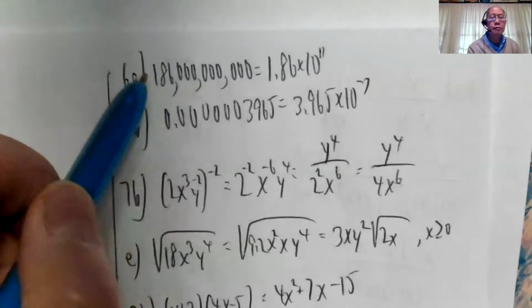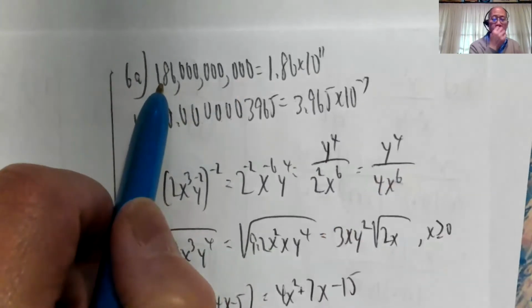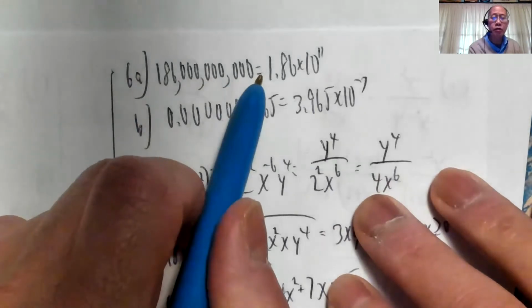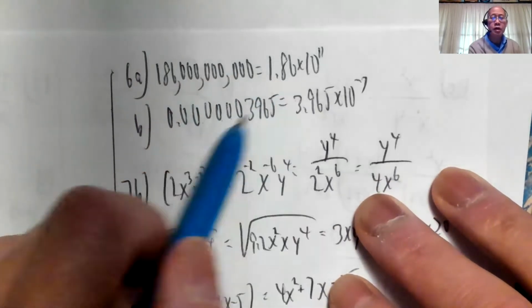Scientific notation, you want a number between 1 and 10 times 10 to a power. So a number between 1 and 10 would be 1.86. I count over 3, 6, 9, 10, 11. 1.86 times 10 to the 11th.